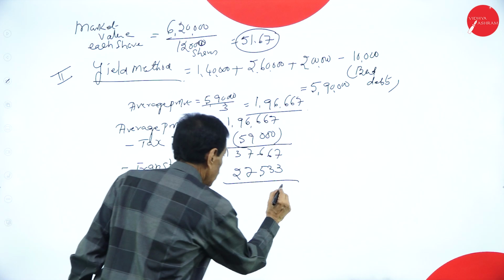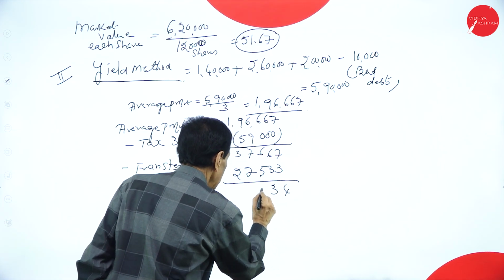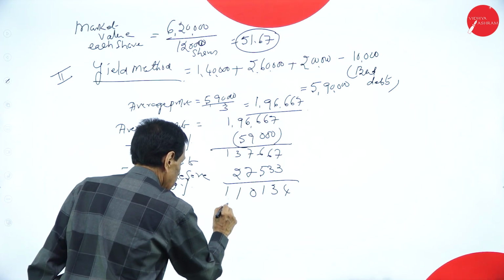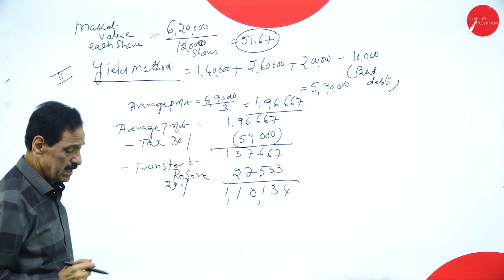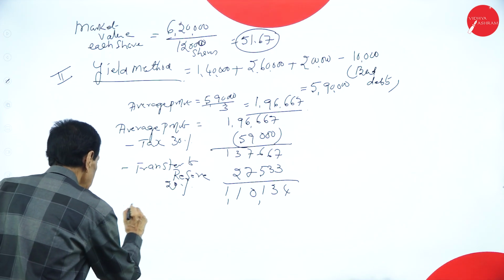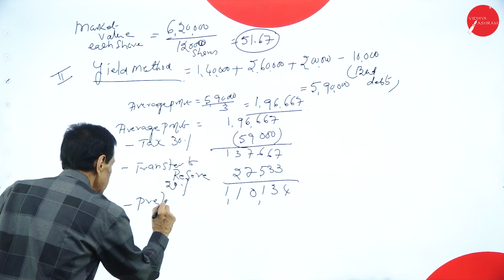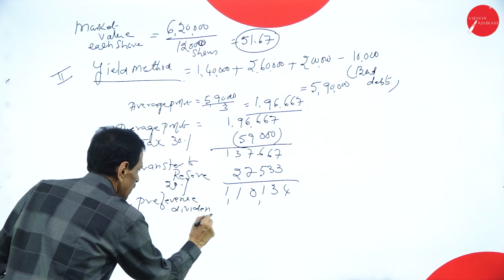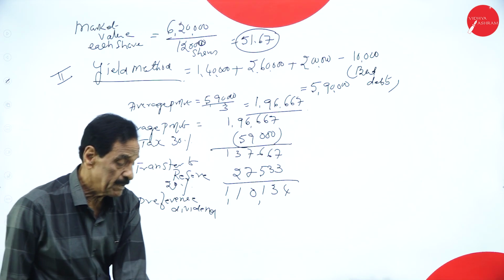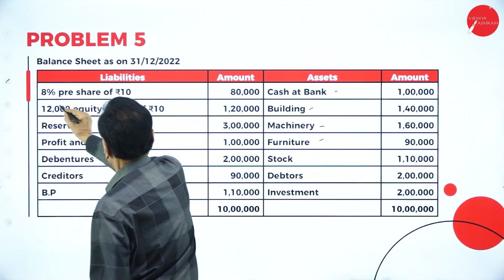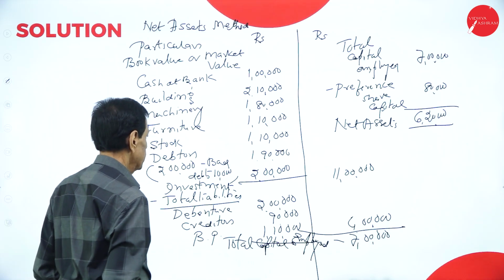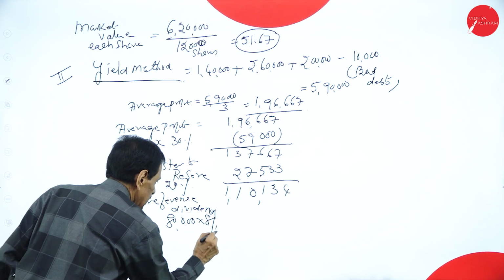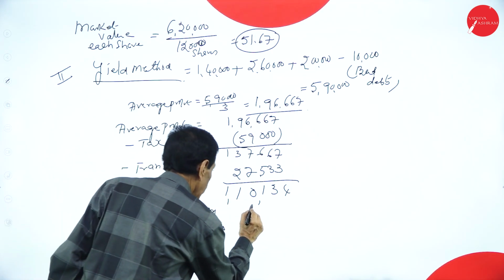Deduct, and we get 1,10,134 minus preference dividend. What's the percentage as per the balance sheet? 8% is the rate of dividend on 80,000. 80,000 into 8 by 100 is 6,400.